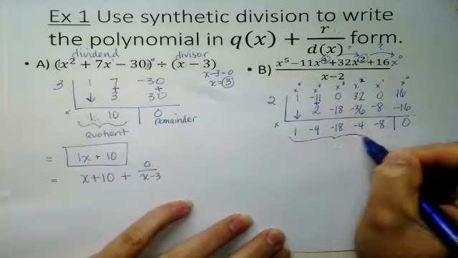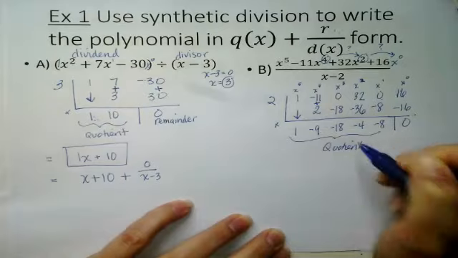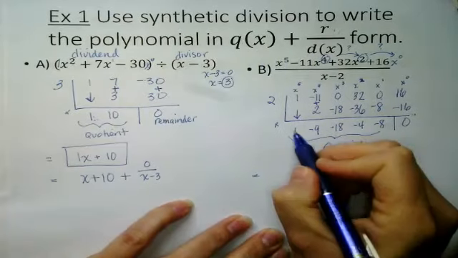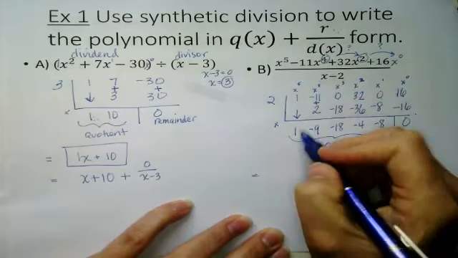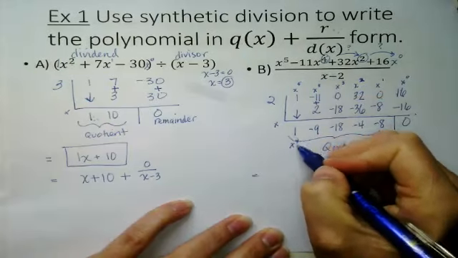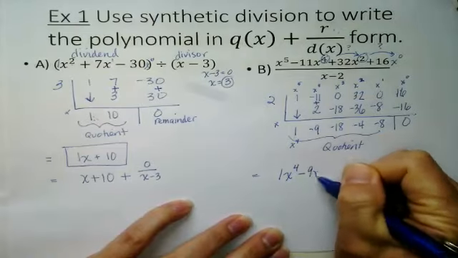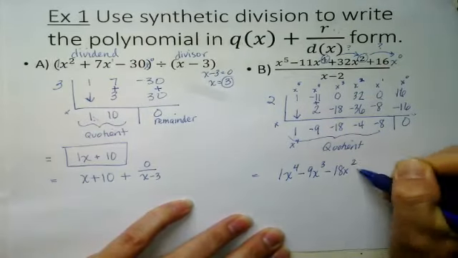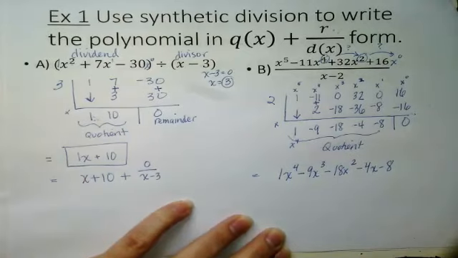So here is my quotient. And I'm going to want quotient plus remainder over divisor. We started with x to the 5th. We divided out an x, so this term is going to become x to the 4th. 1x to the 4th minus 9x cubed minus 18x squared minus 4x minus 8. And I think that probably that is a fine answer.